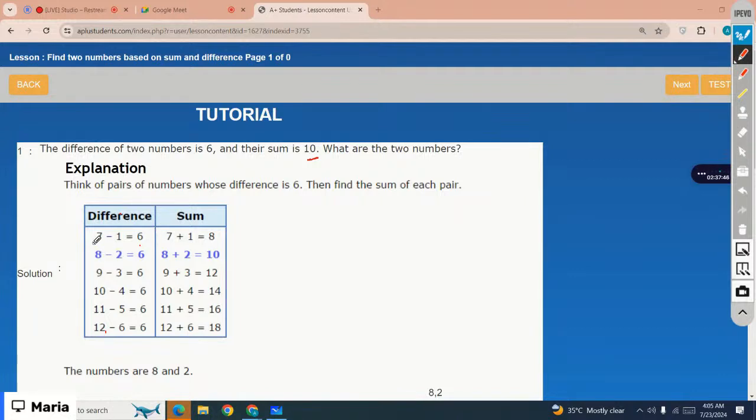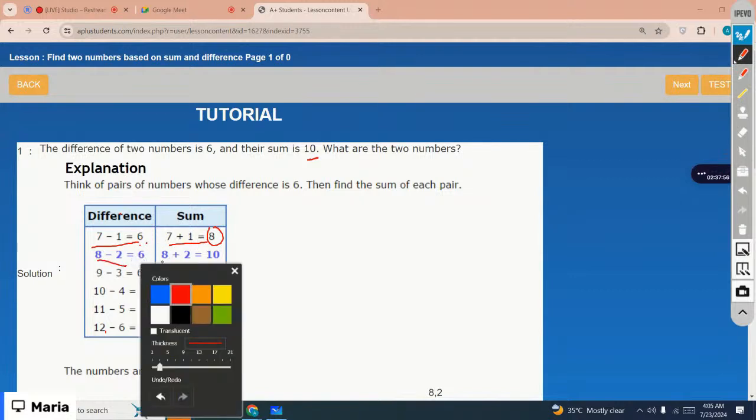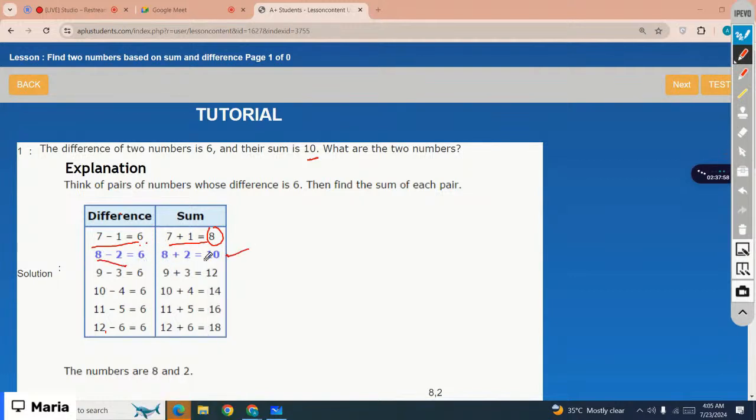So 7 take away 1, right? 7 take away 1 makes 6, but when you add, it doesn't make 10, right? Then the second one is 8 take away 2 equals 6. So when you add them, that makes 10. So that means the numbers are 8 and 2. When you subtract them, they make 6. And when you add them, they make 10, right? So you can think of so many pairs of numbers, but the correct one is the one that when subtracted makes 6 and then when added makes 10, right?